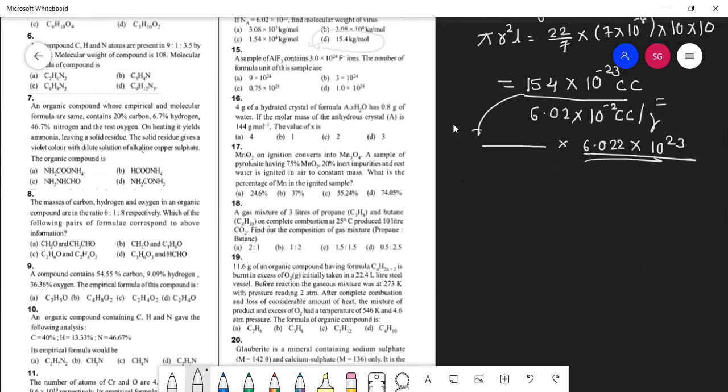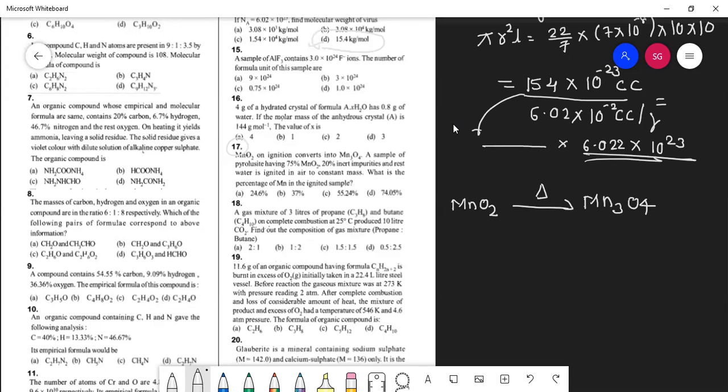Yes, next doubt was question number 17. What is told here? MnO2 on ignition. Ignition means when it is burned. I'll write here MnO2, when it is heated, it will produce Mn3O4.